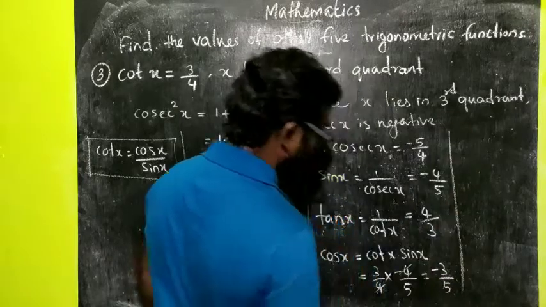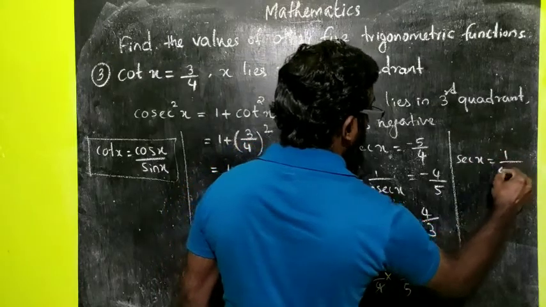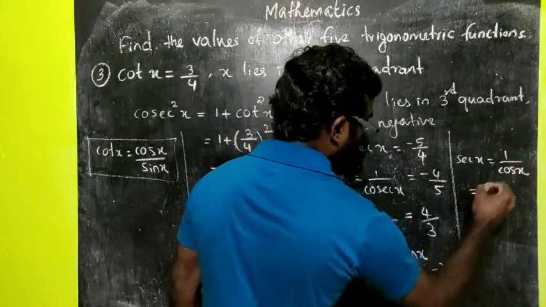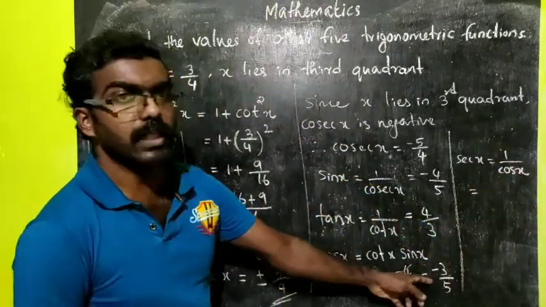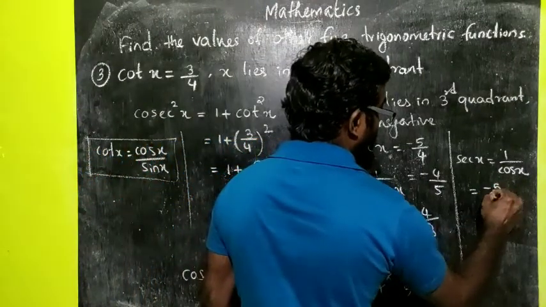And finally we can write sec x. Sec x is equal to 1 by cos x, the reciprocal of cos x. Here it is minus 3 by 5. So taking the reciprocal, minus 5 by 3.